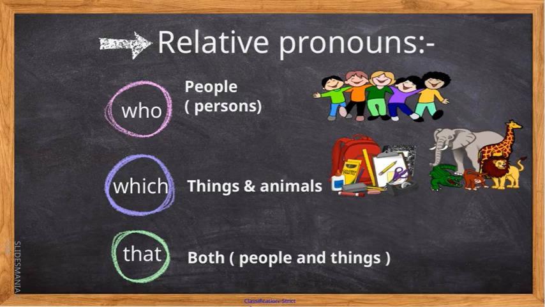Today, we'll look at how we categorize and connect different kinds of nouns using relative pronouns. First, we have the word both, which refers to two main groups, people and things. When we talk about people, we simply say people or persons, emphasizing human beings. Then we have things and animals, which cover non-human objects and creatures.